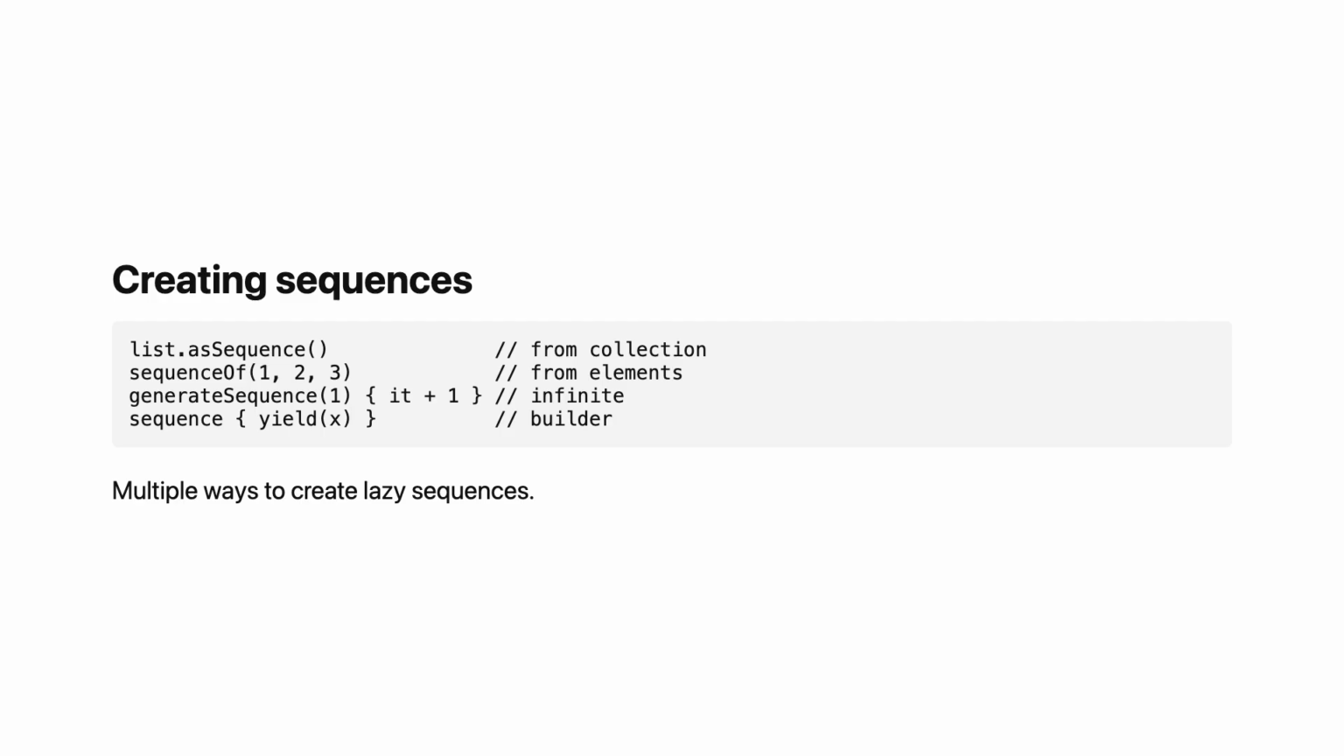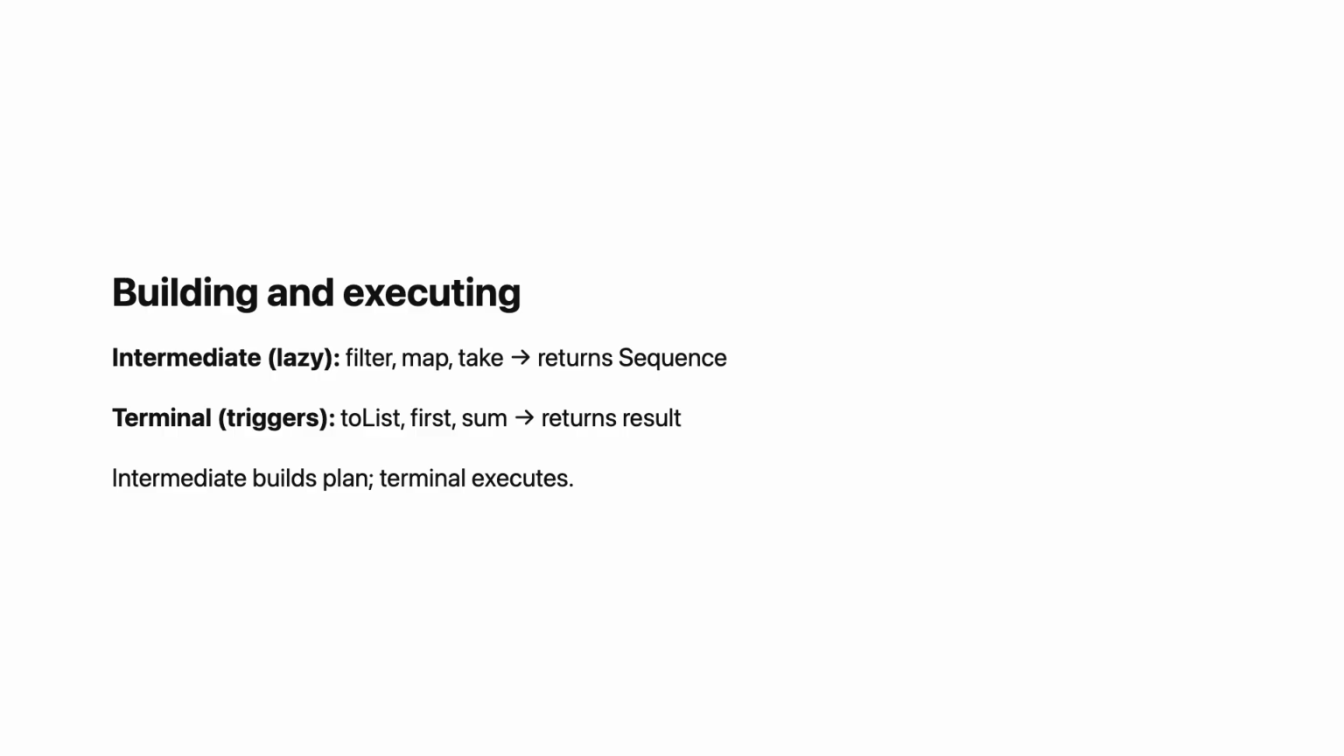Sequence operations are either intermediate or terminal. Intermediate operations return another sequence. They are lazy. Nothing happens yet. Filter, map, take, drop are intermediate. Terminal operations produce a result. They trigger processing. toList, first, sum, count are terminal. Sequence.filter.map does nothing. It defines a pipeline that elements flow through. Think of intermediate operations as building a plan. Terminal operations execute the plan.